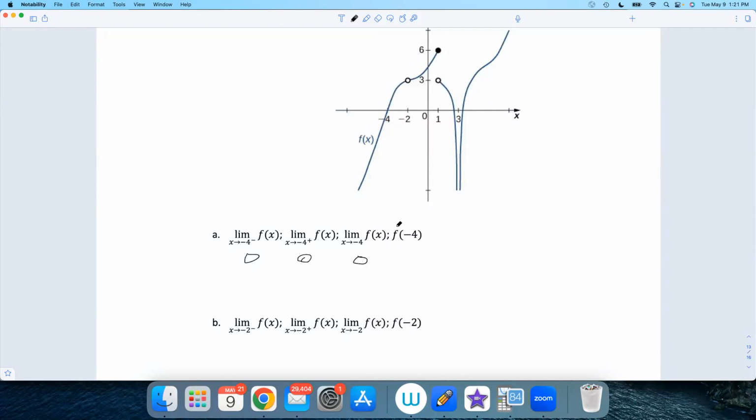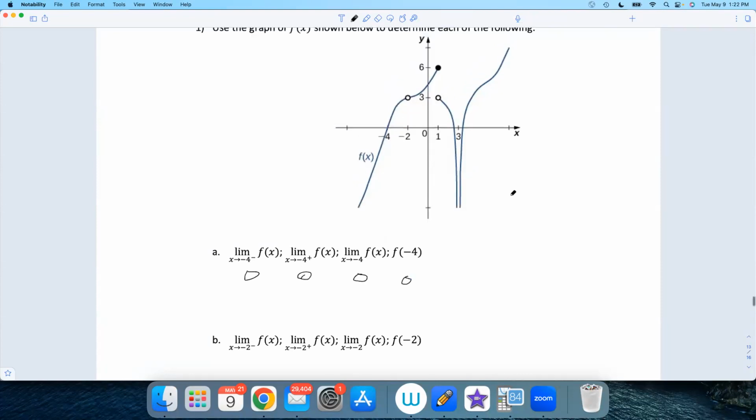This is a separate question. This isn't saying where is the function supposed to be. It says what's actually there. What is the actual y value when you actually get to -4? That happens to also be 0. We'll see later that that's the definition of continuity. If all of these answers are the same number, your function is continuous at that point. This function is continuous at -4.